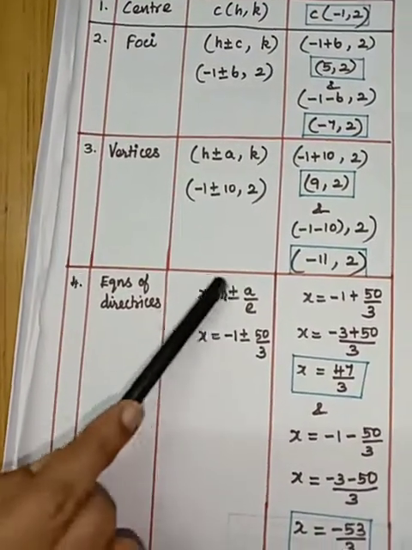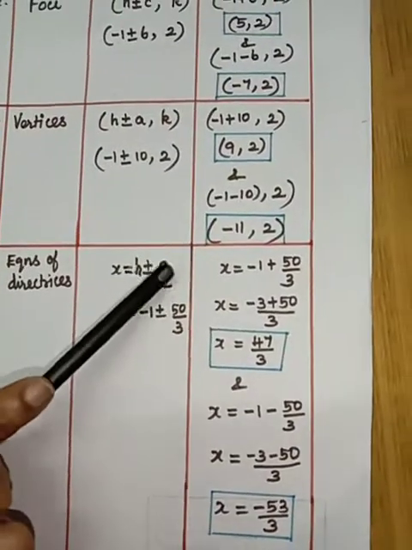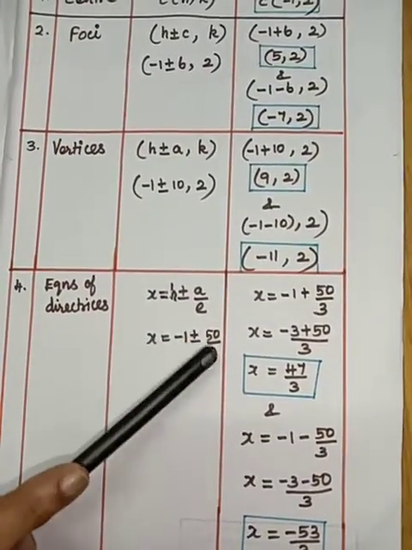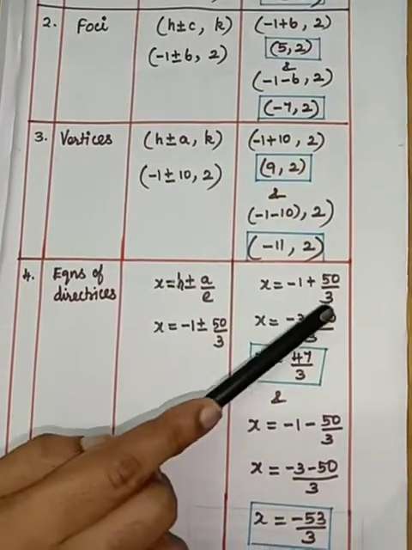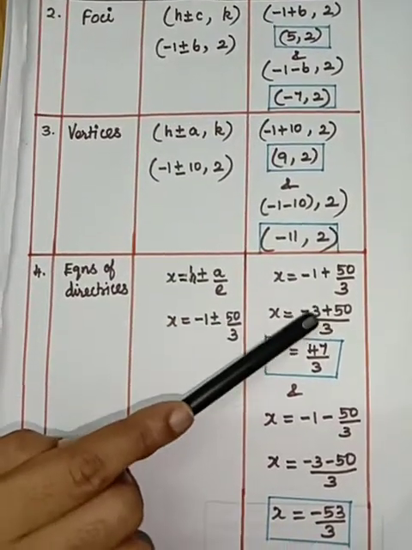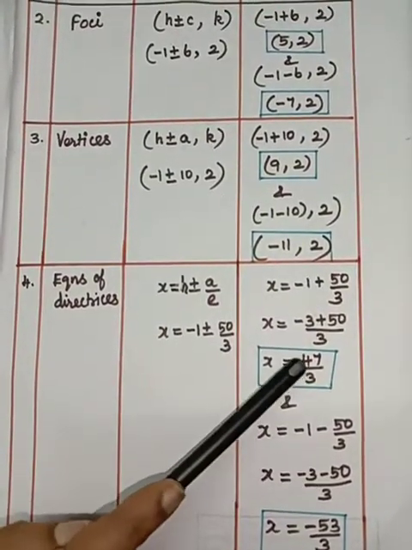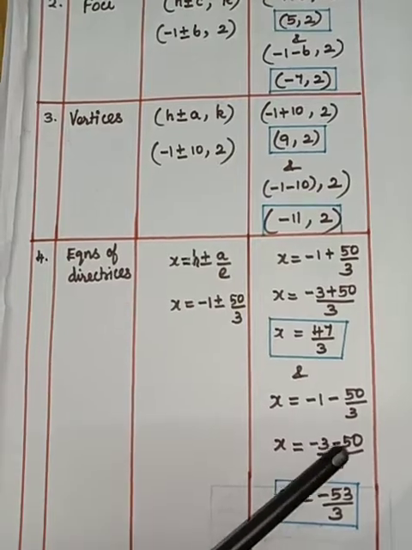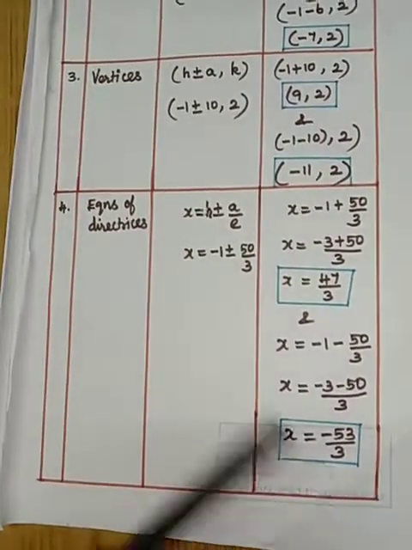Here, coming to the equation, h is minus 1 and your a by e value is 50 by 3. So while you are calculating, you have to take LCM. Minus 3 plus 50, what is it? 47 by 3. Minus 3 minus 50, minus 53 by 3.